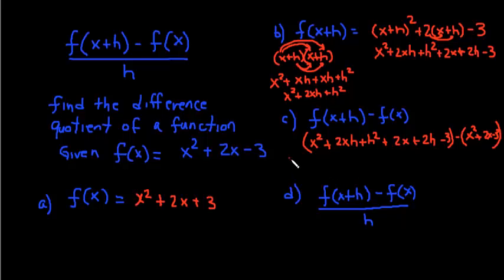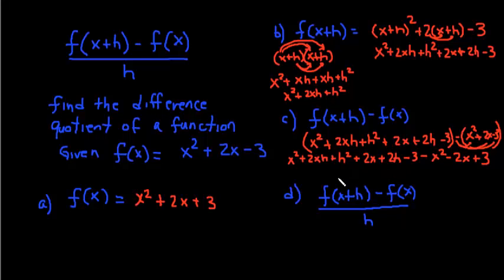So I'm going to pull this out, and we're going to simplify this by subtracting f of x from f of x plus h. So we didn't make any errors here. So we distribute this here. So this is going to be negative x squared minus 2x plus 3.